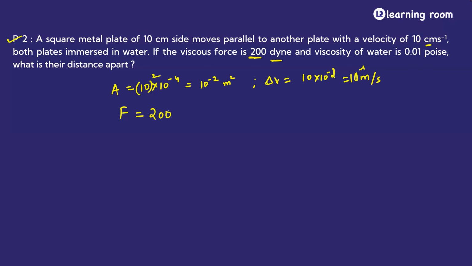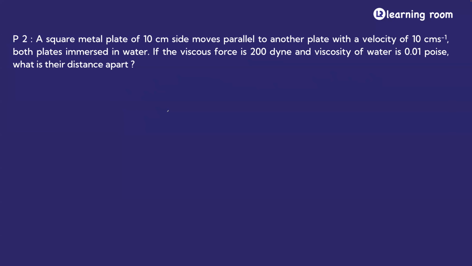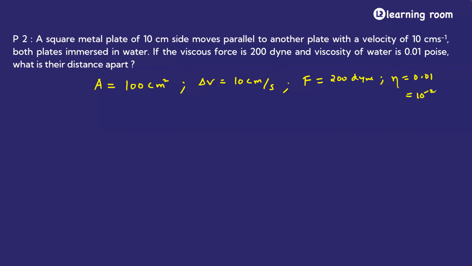200. I think it is better we deal everything in SI unit itself, because everything is given in SI unit. So we'll take the data in terms of SI unit. Area is how much? 100 centimeter square. What is going to be the velocity? 10 centimeter per second. What is going to be the force? It is 200 dyne. Eta is how much? 0.01 poise, or I can write it as 10 power minus 2 poise.